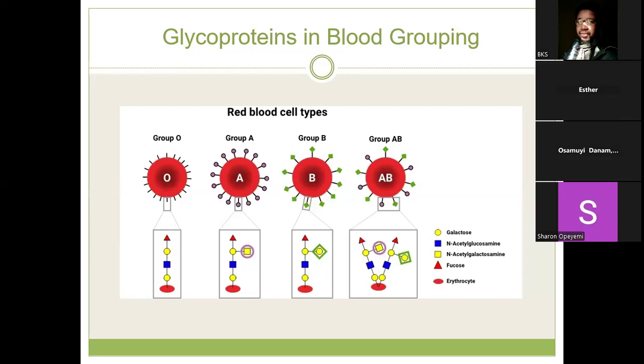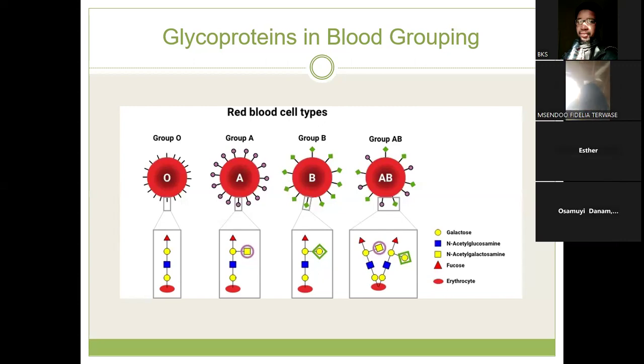Hello, sir. Yes, go ahead. I think it's because we have different shapes of red blood cells. In which sense? Because we know red blood cells are biconcave in shape. Okay, can I try? Yes, go ahead, sir. I think it's because of the different antigens and antibodies in the blood. Yes, let's go with the antigen.